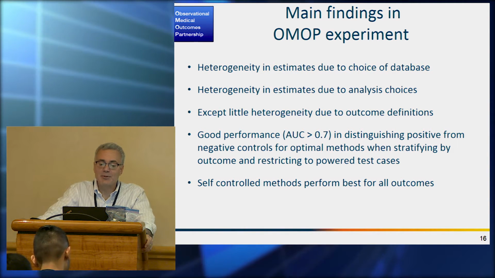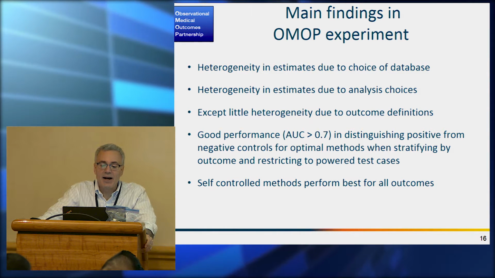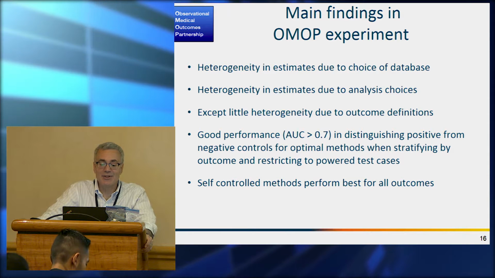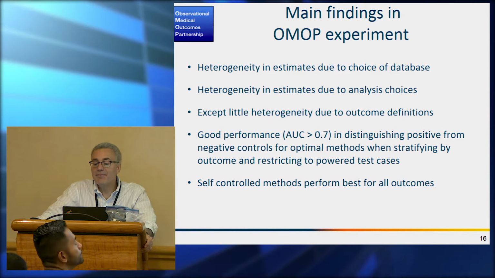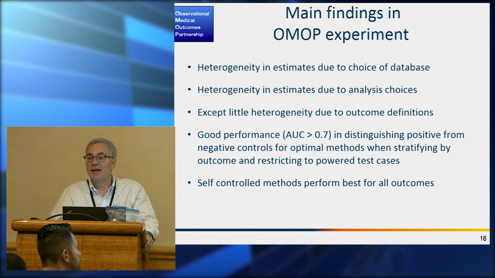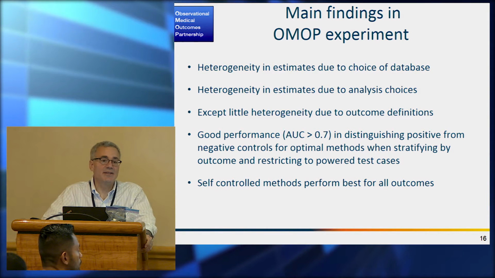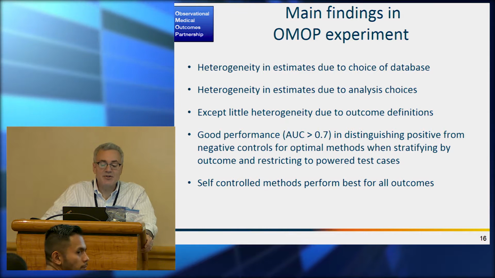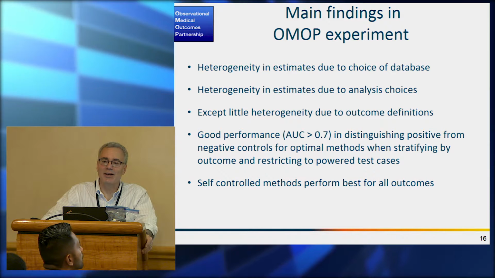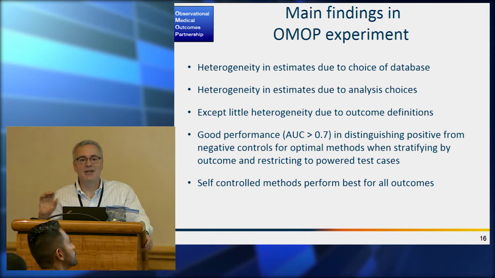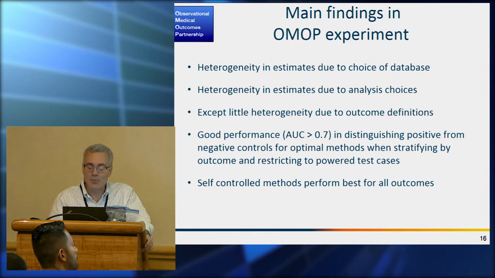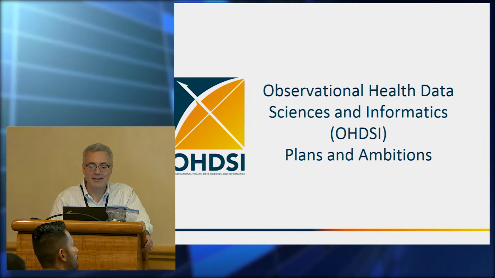Heterogeneity also resulted from analytic choices. The outcome definitions were found to be fairly robust, and that was good news. And they basically found good performance in distinguishing positive and negative controls. So they found that they could find signals in these large databases. Self-controlled methods, it says here, perform best for all outcomes. In this experiment, in general, no one method won though. It depended on the context and what question you were asking which one worked best.